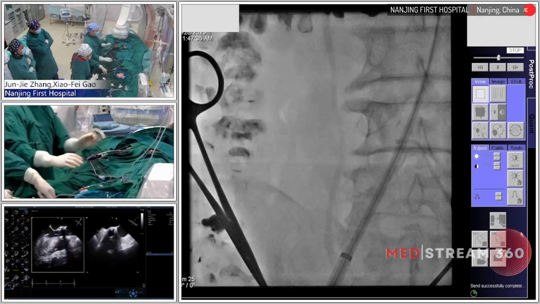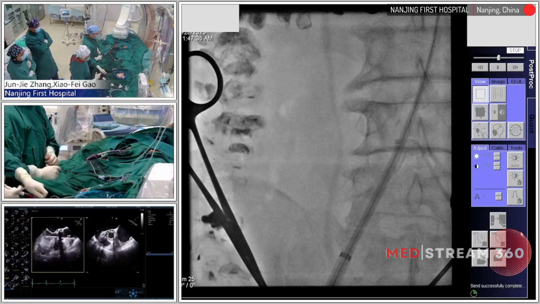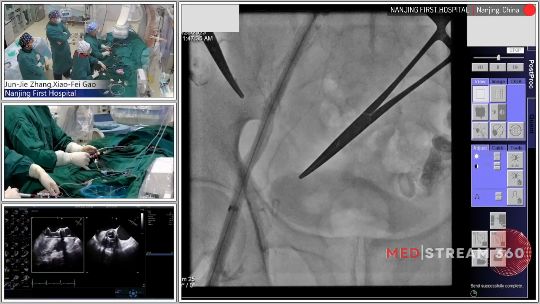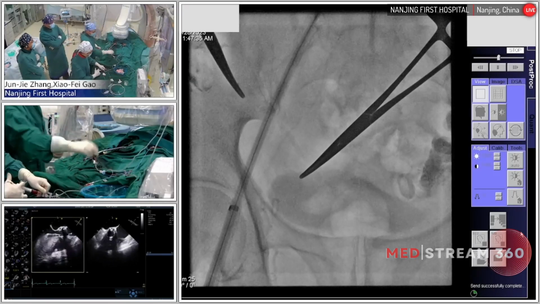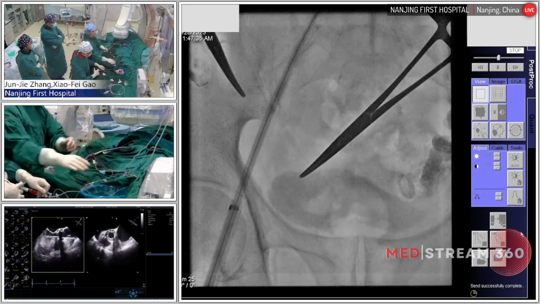Always keep the guiding catheter tip coaxial. We'll pull back the sheath. Since there is no severe dissection, the flow is good. There is no flow limited dissection. We can take a picture now.